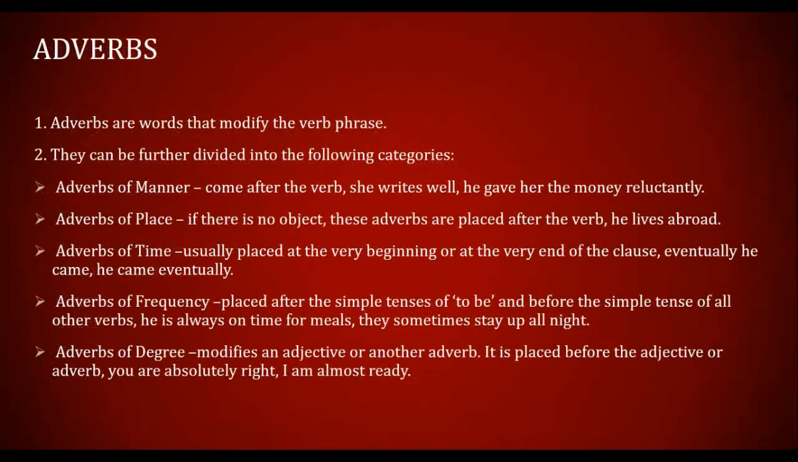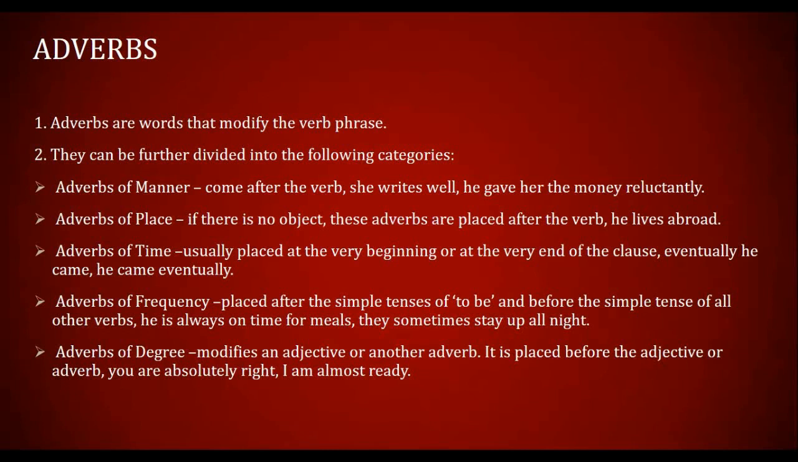Okay, now we have adverbs, and adverbs are basically the words that modify the verb phrase. If a verb tells you about an action that is going on, an adverb tells you more about that action. They basically modify that verb, right? For example, adverbs of manner come after the verb. She writes. Now, this is again a complete sentence. She is the subject and writes is the verb. So a sentence could be considered complete if it has a subject and a verb.